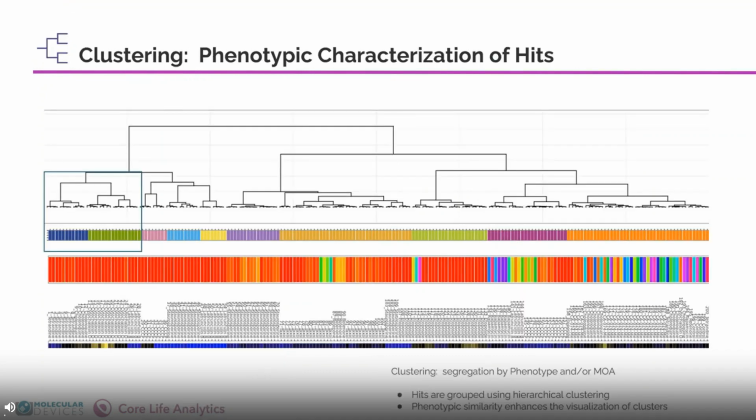Lastly, but not least, it is useful to be able to take the information from your hit selection step and plot it into a clustering graph. For instance, here again shown by Angeline earlier, to cluster all of her hits using hierarchical clustering, based on phenotypic similarities across all the components she made in the dimensionality reduction step.